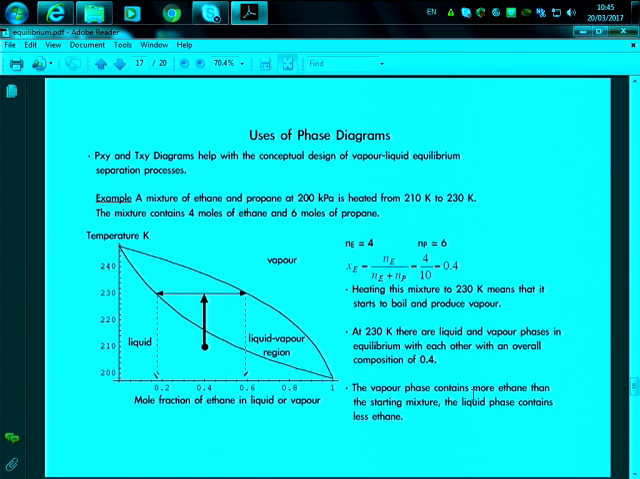And that's the last slide. Basically, this is just emphasizing what we have already looked at, but in an example. So let's have a look at this example and what it says. A mixture of ethane and propane at 200 kilopascals is heated from 210 kelvins to 230 kelvins, okay? The mixture contains 4 moles of ethane and 6 moles of propane. I don't think you have the example there, so just have a look at the slide. You should have it in Blackboard, but really just focus on this example.